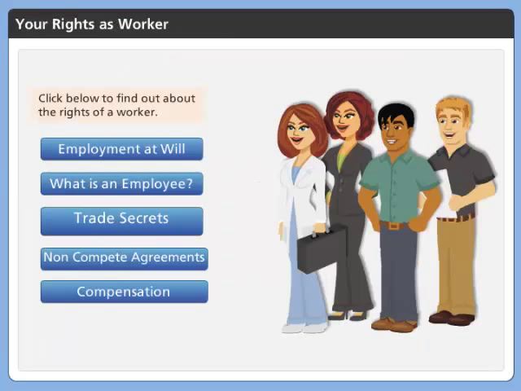In this activity, we will go over your rights as a worker, including employment at will, what is an employee, trade secrets, non-compete agreements, and compensation.